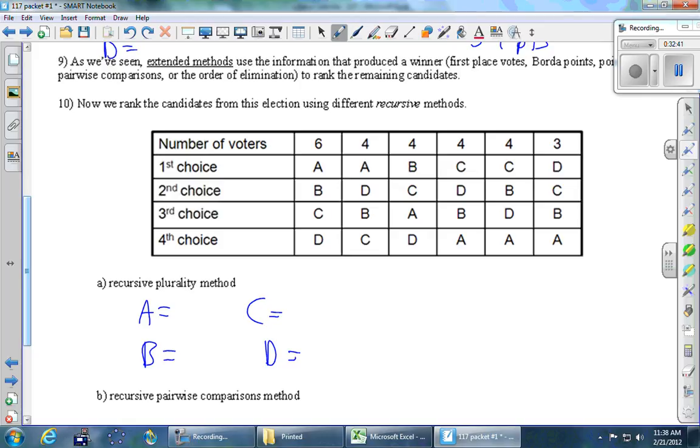So what do we have here? It was 10, 8, and 3. Who just won the election? Okay, so we say A wins.